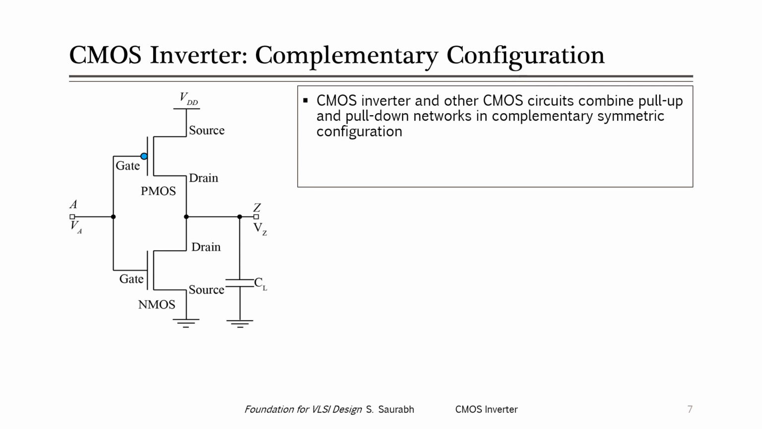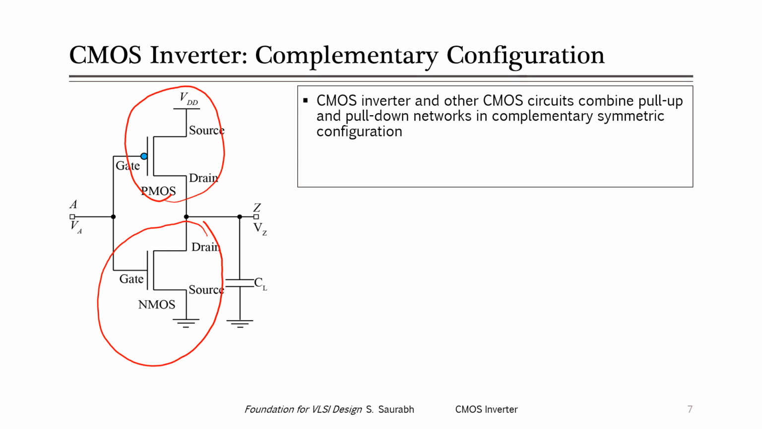Now, CMOS inverter and other CMOS circuits combine pull-up and pull-down networks in complementary symmetric configuration, right? So, in a CMOS inverter, the pull-up stage consists of only one PMOS, and the pull-down stage consists only of one NMOS, right? But in complicated logic gates, for example, say a NAND gate, NOR gate, or other types of CMOS logic gates, the pull-up network and pull-down network can consist of more than one transistor, right?